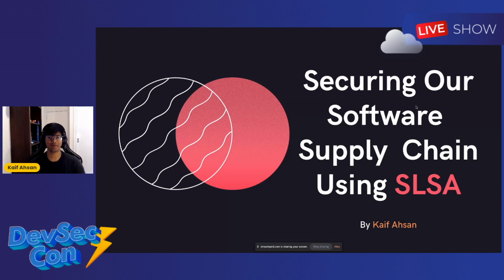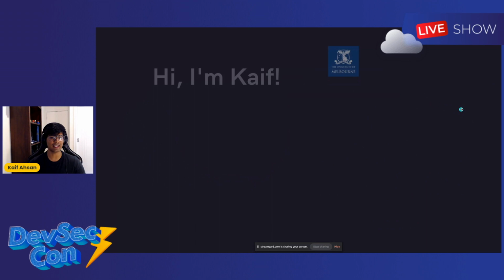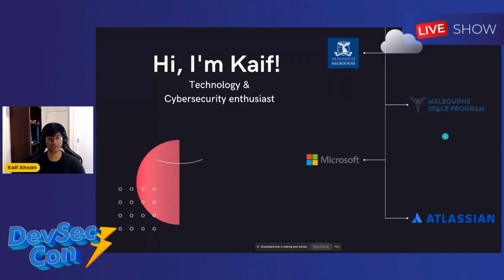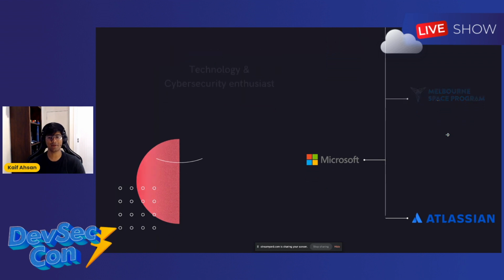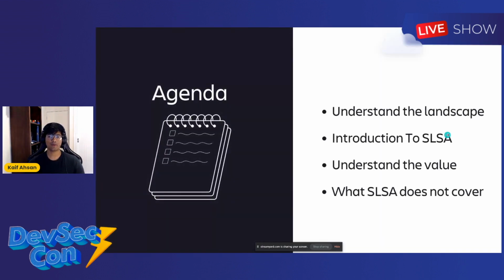Hello, everyone. Welcome to my talk on securing the software supply chain using the SLSA framework. I think Kavika already has given a pretty good introduction on myself, so I'll not spend any more time on this slide and get started with the talk directly. So let's try to understand what today's agenda is about. We'll first try to understand the landscape where a framework like SLSA is required, and then give a quick introduction to SLSA, understand what value it brings, and lastly, what does SLSA not cover?